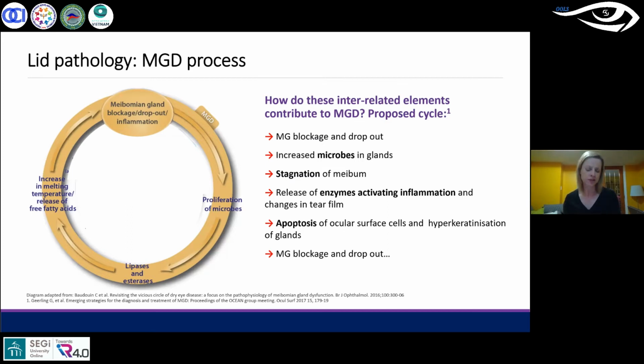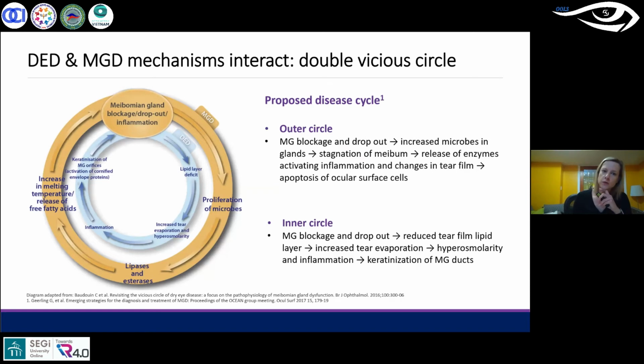Now, how does that fit into dry eye disease? Well, it's thought, of course, that they're pretty synonymous.